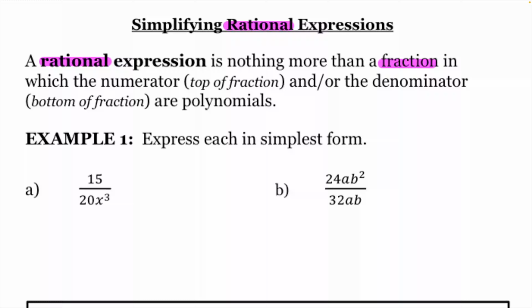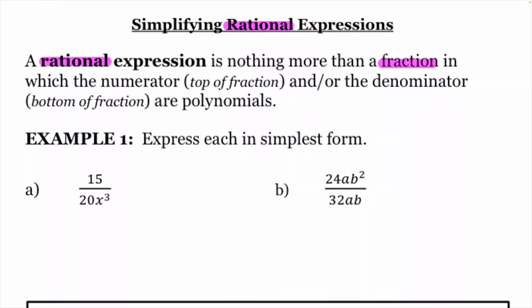So this chapter talks about rational functions. I highlighted it up there. Rationals. Okay, so what are rationals? Well, rationals are just fractions. Why don't they call them fractions? Well, because they're algebraic fractions.